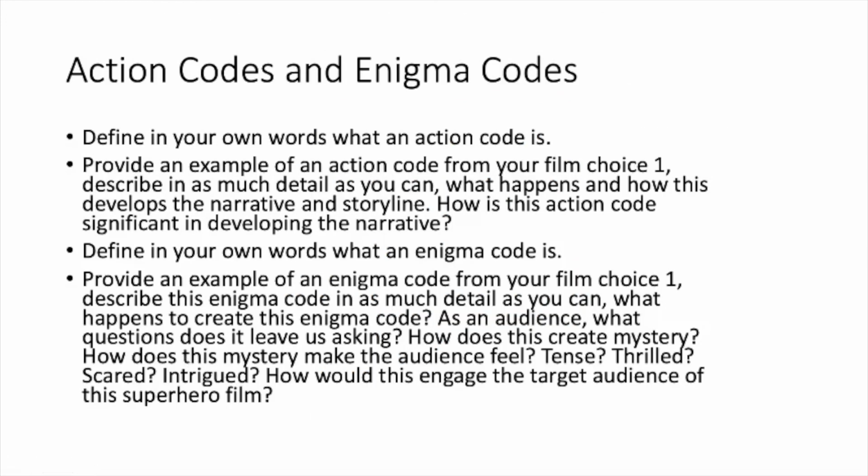So that specific example that I referred to here, this is where you need to provide a specific example of an action code. It can be anything which triggers and signifies the story moving forward. I then need you to describe that action code, what happens, in as much detail as you can, and how this action code develops the narrative and storyline. Where does the narrative go from there? What happens next, and how has that action code been significant in getting us to that part in the story? Then, the last question is, how is this action code significant in developing this narrative? So how has it got us from that point to there, and how significant is it?